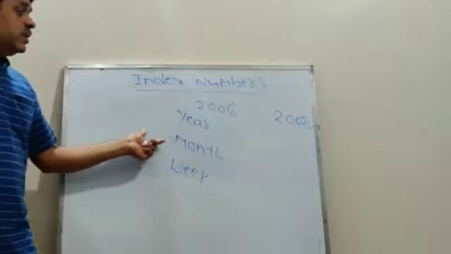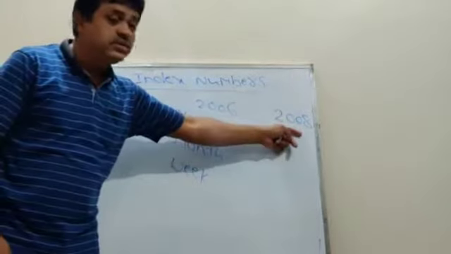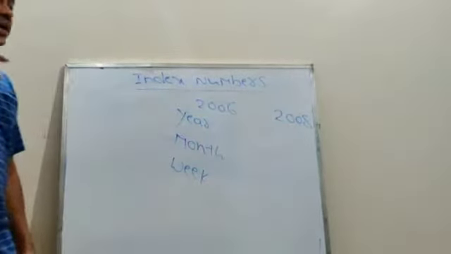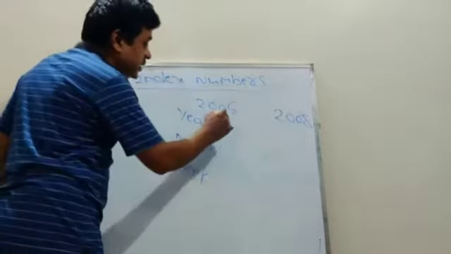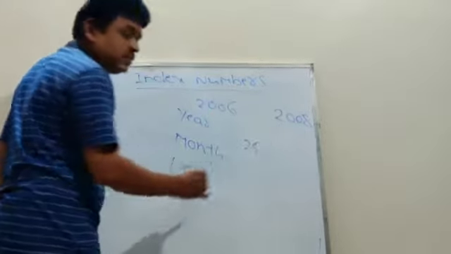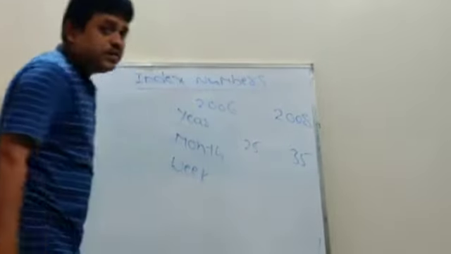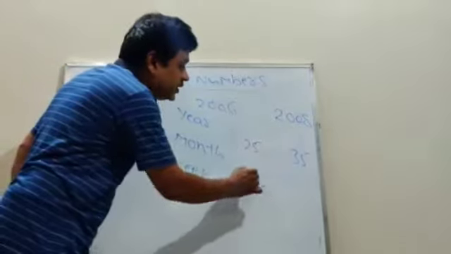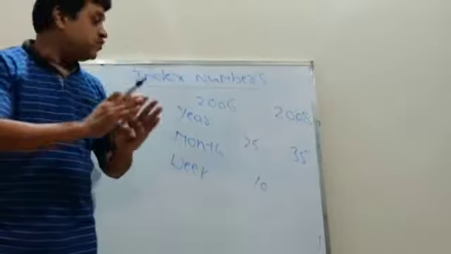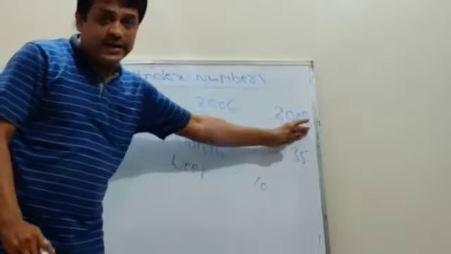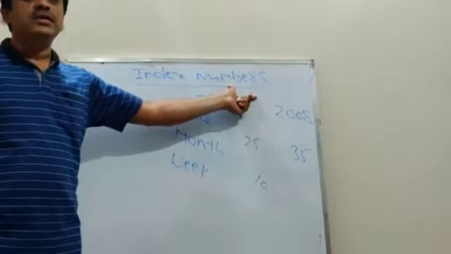It means that, base year means 2006 is the base year, 2008 is the current year. Here, if you take the price of this pen, the price of this pen in the year 2006 is 25 rupees. It should be increased to 35 rupees in 2008. It means 10 rupees should be increased. This is the change in the price of the commodity from base year to current year. This calculation is called the index number.